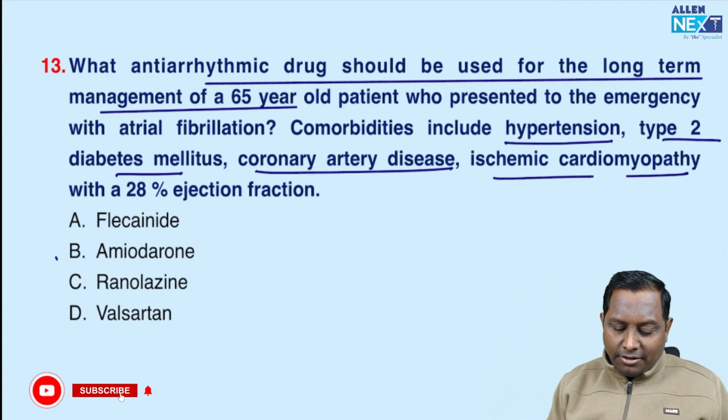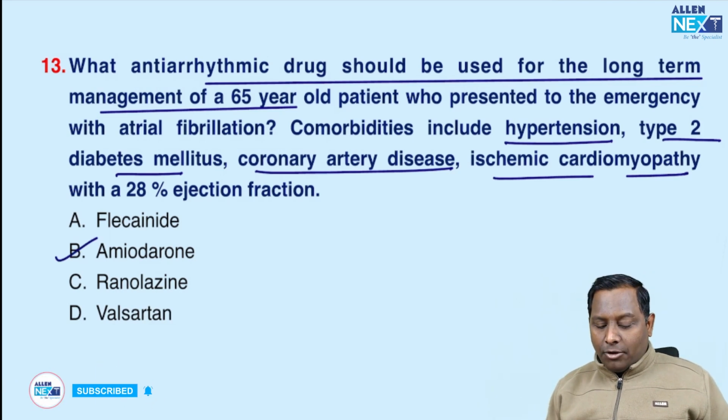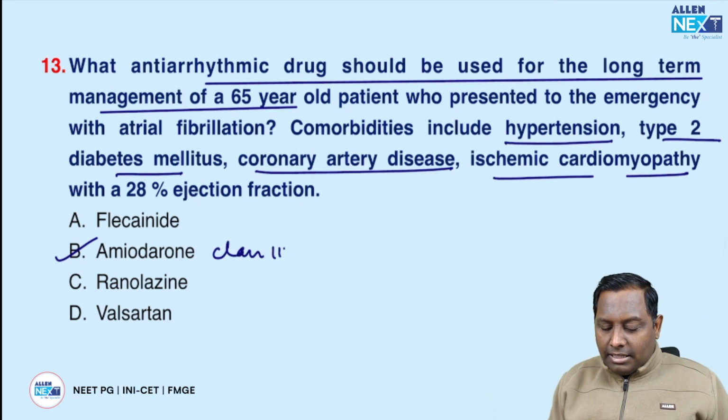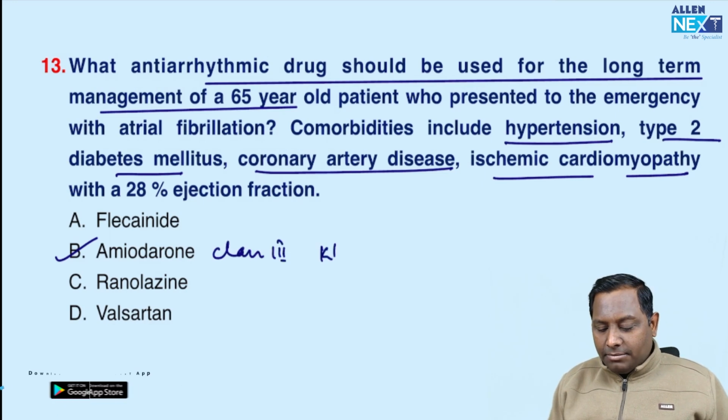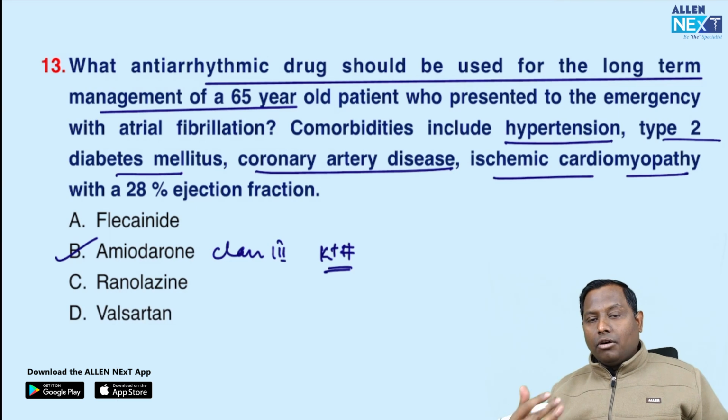So for long-term usage you can utilize a drug like amiodarone, that is one of the class 3 anti-arrhythmic drugs. It's a potassium channel blocker, a long-term anti-arrhythmic drug. If you want prolonged use, you will use this. It also has a longer half-life.